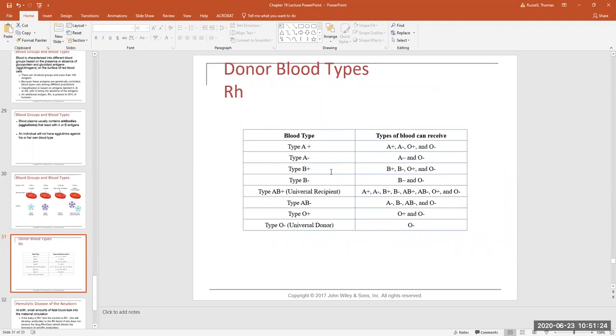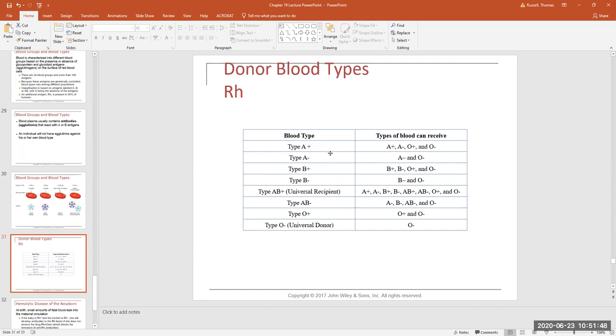So here's how you learn which types of blood people can receive without memorizing again. A people, no matter if it's positive or negative, can never get a B antigen. So A people can never get B blood or AB blood, never. So an A person can still only receive A and O. However, depending on if you're positive or negative, you can get different blood types.